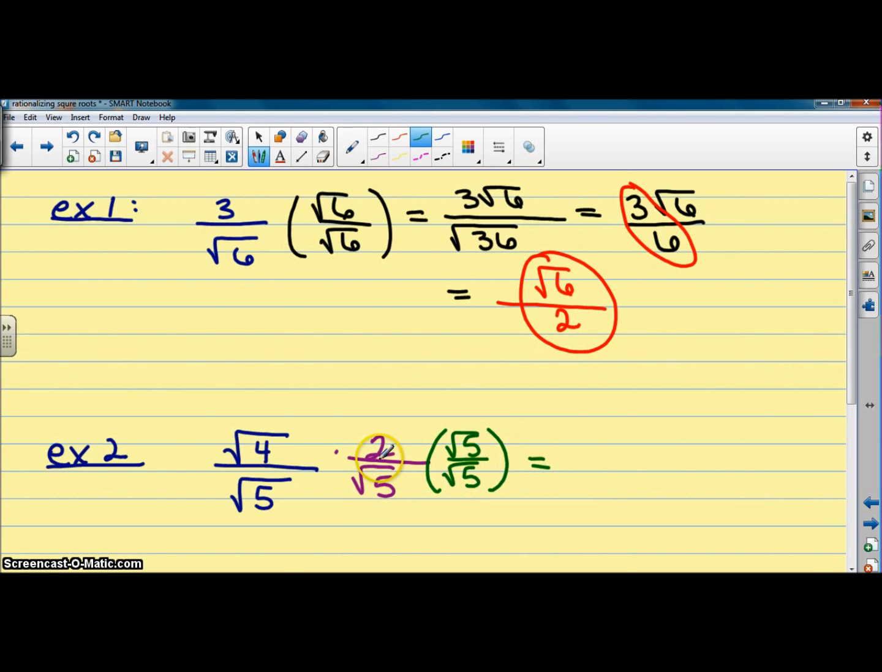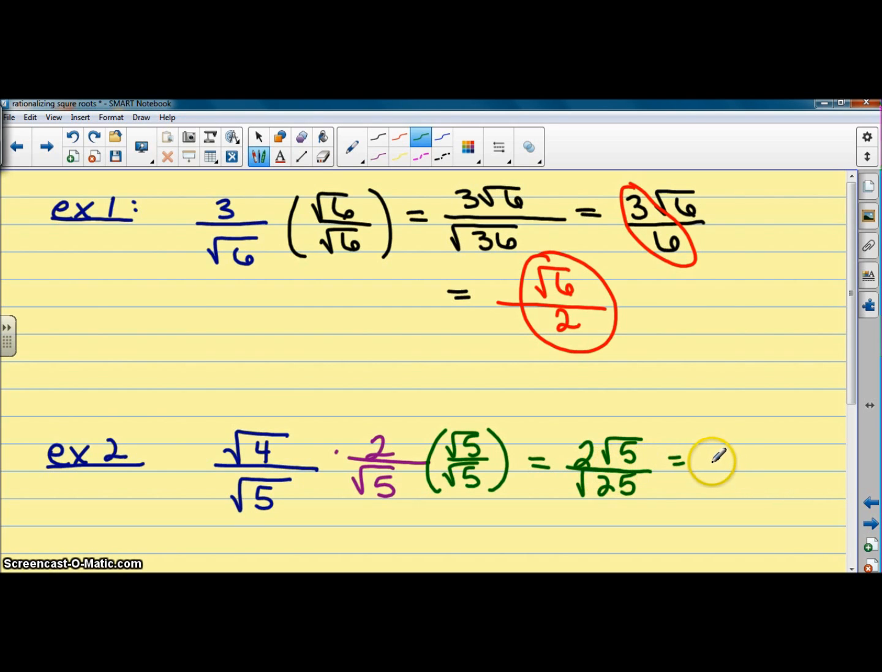On the numerator, I have 2 times the square root of 5, and once again, you cannot take the 2 inside and get a 10. You must only multiply a radical by a radical. So what I have is 2 square roots of 5. In my denominator, I have the square root of 5 times the square root of 5, and that is the square root of 25. But remember, the whole point here is to make that denominator into a nice number.